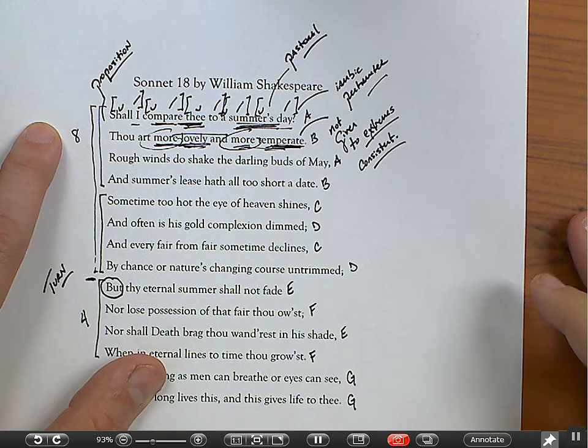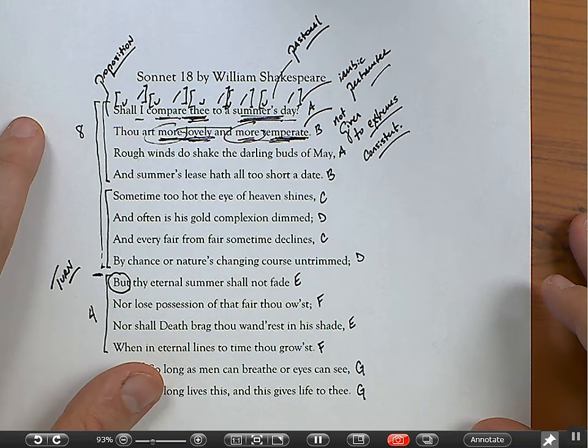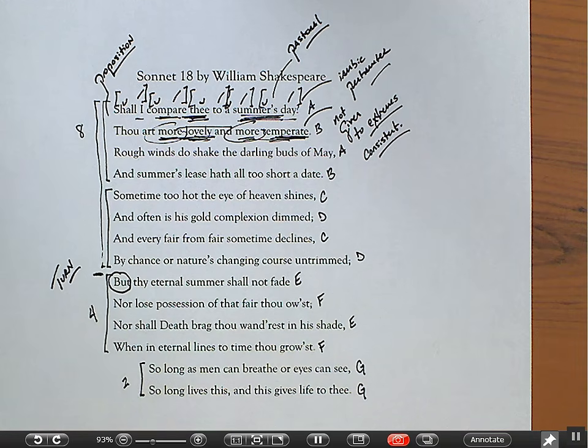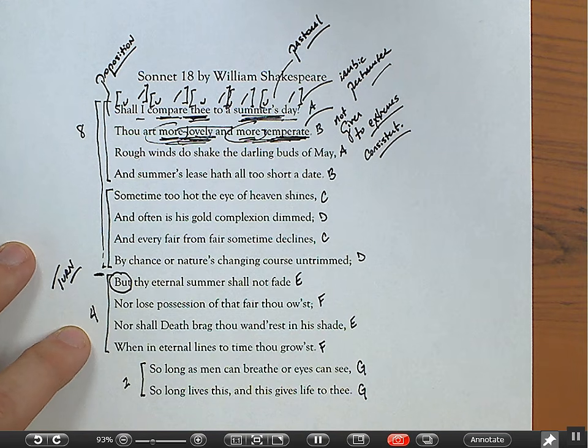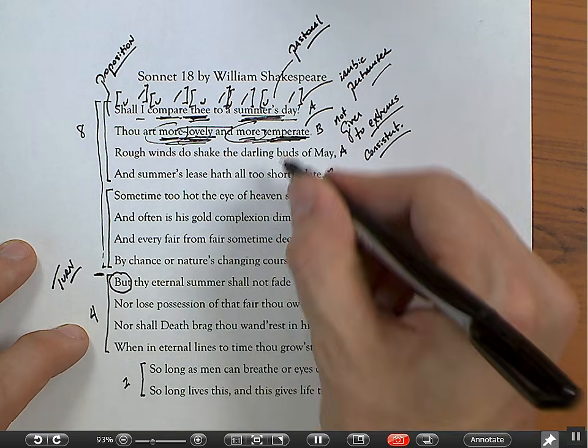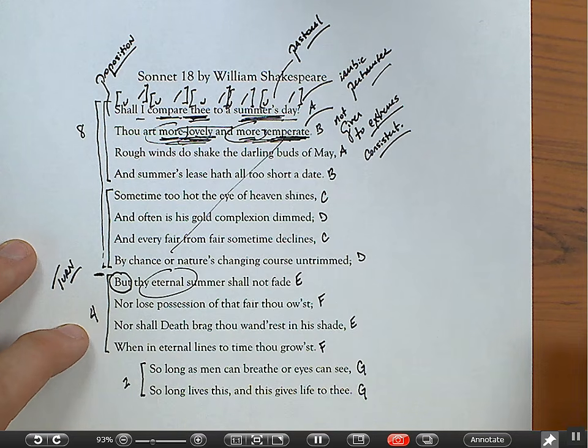And this will be a theme or an idea that Shakespeare will develop in the following lines, that you are balanced, steady, constant, that you are more lovely than a summer's day, and more consistently so. In fact, he'll move at the turn to discuss her eternality.